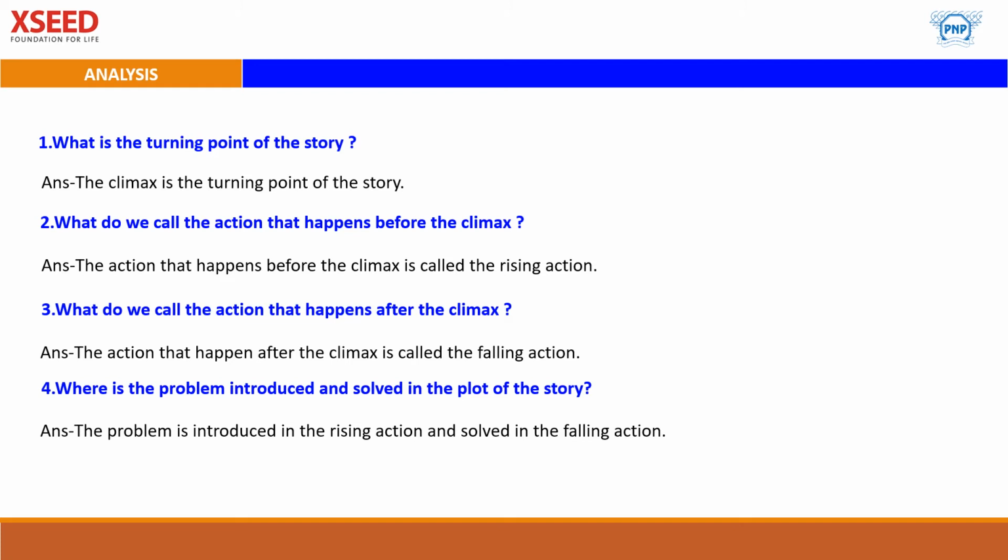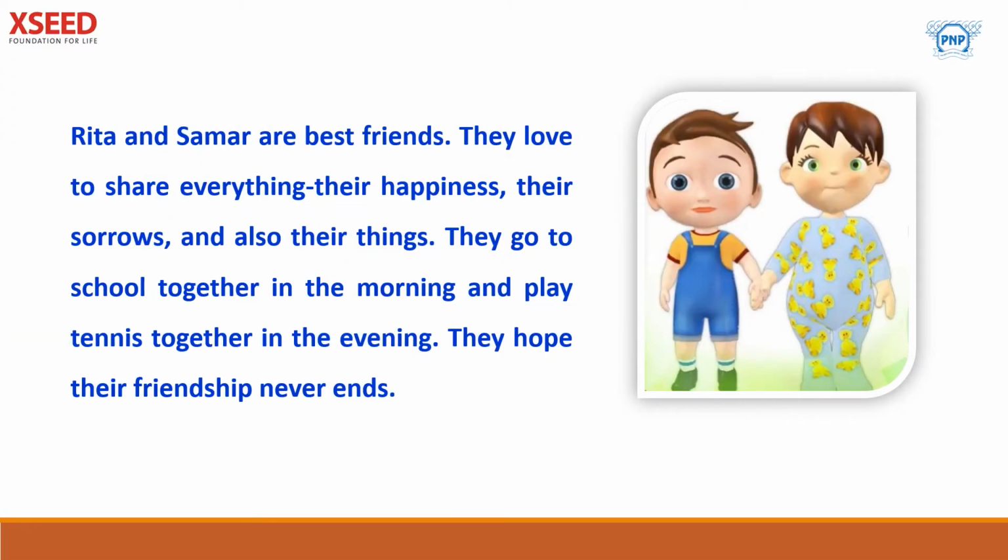Now let's take one example and try to understand the types of conflict. Today we are going to see the types of conflicts. They are character versus character, character versus self, character versus society, and the last one, character versus nature. So let's take the story first.